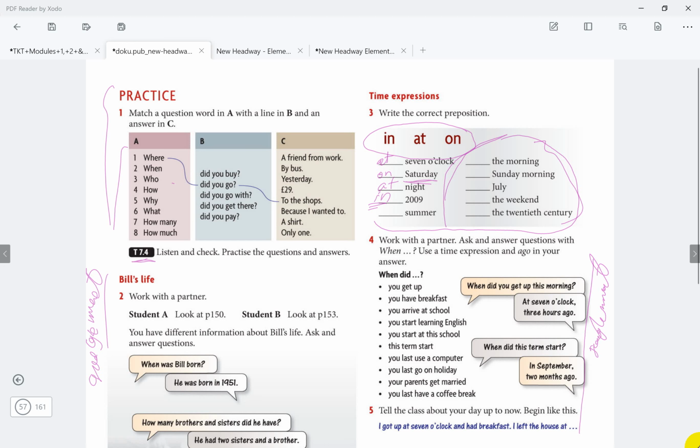For this one, you get up. When did you get up this morning? So the answer, at 7 o'clock, 3 hours ago. 3 hours ago. So we need to follow this.